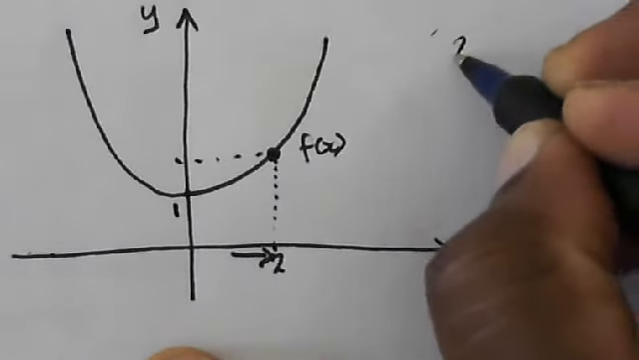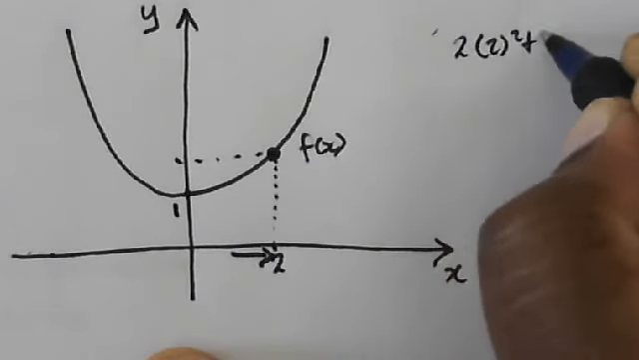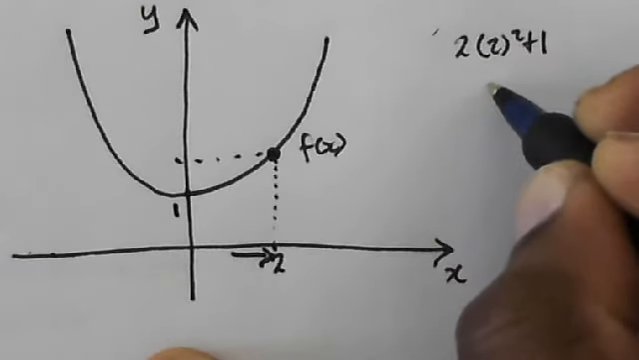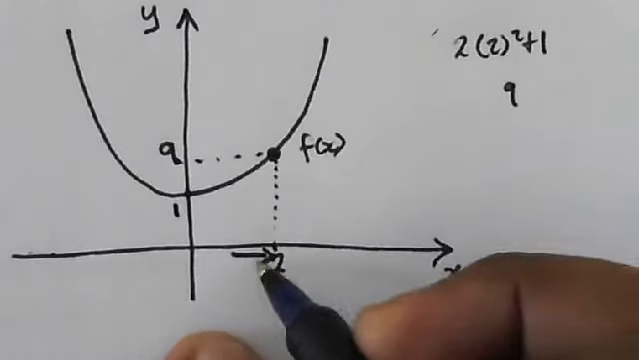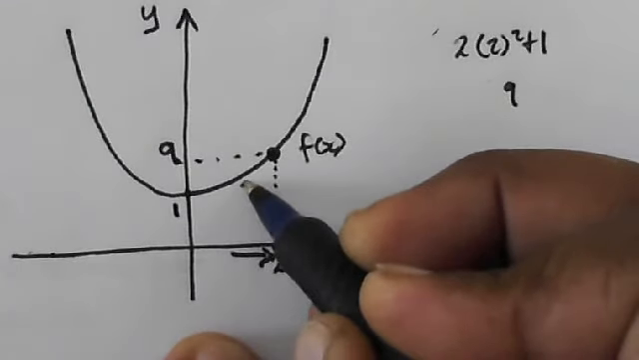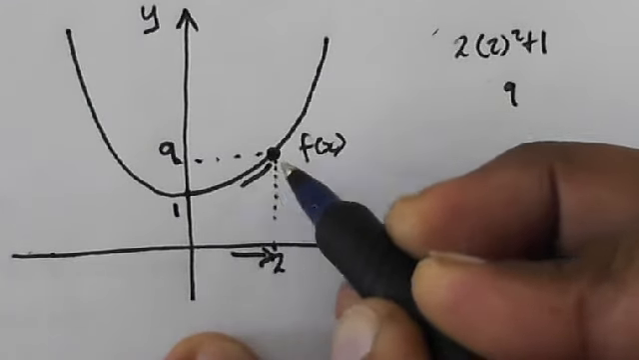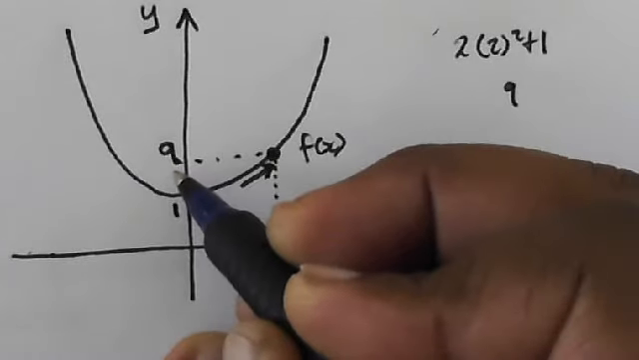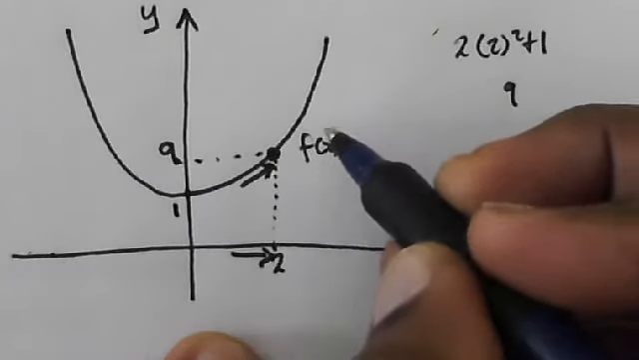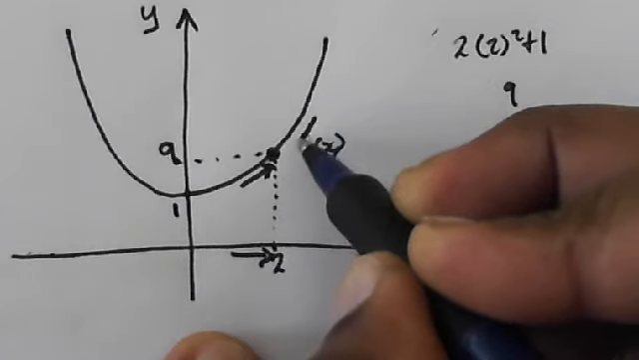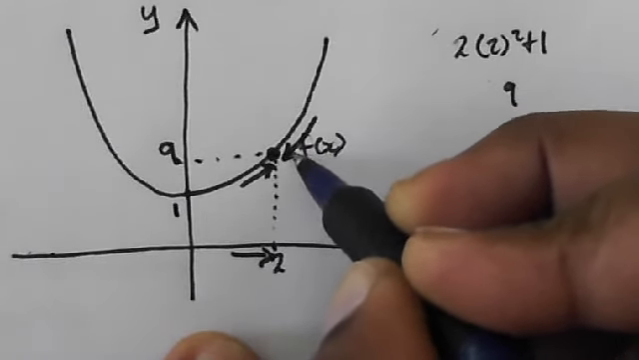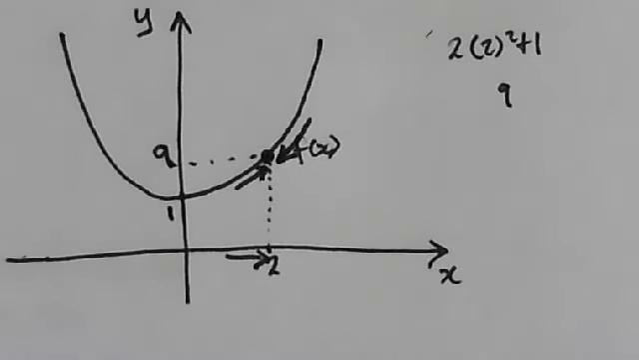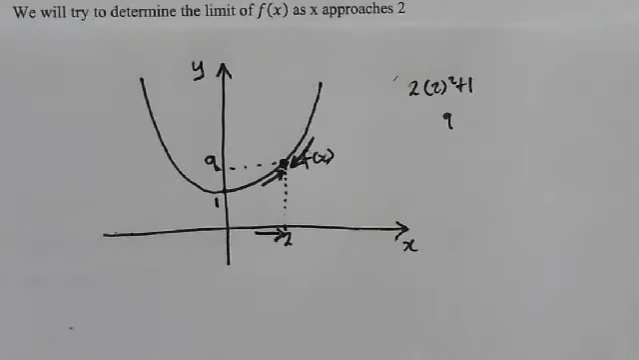Well, let's see, if x is equal to 2, what is y? So that's 2 by 2 squared plus 1, which is 2 by 4 plus 1, which is 9. So f of x is getting closer to 9. As we get closer to 2 on the x-axis, it means f of x is getting closer to 9. That's what the limit means. Even if I do it from the other way, as I move towards 2 on the x-axis, I'm getting closer and closer to f of x equal to 9. So that basically is what limit means.